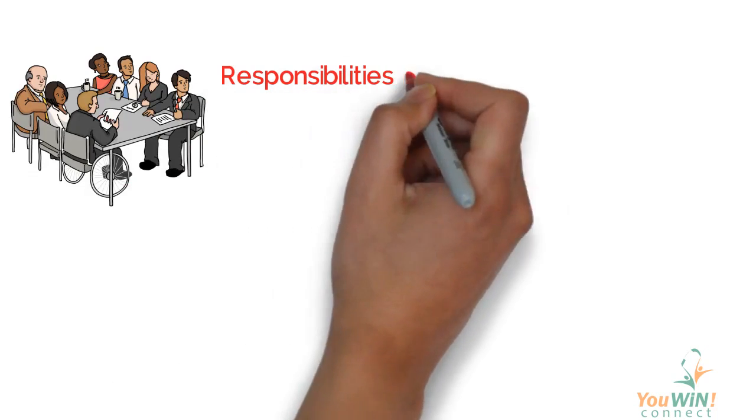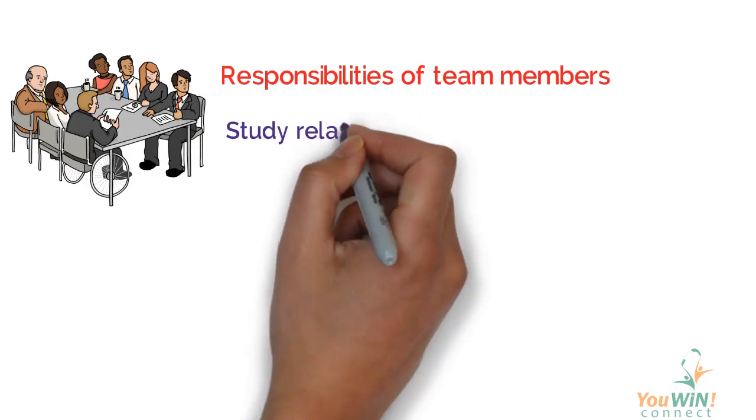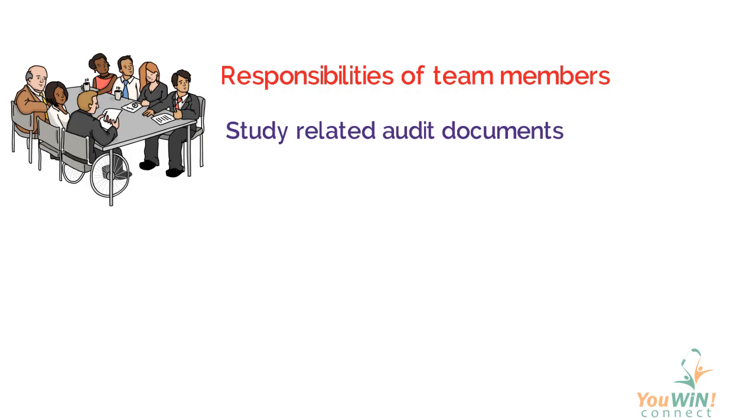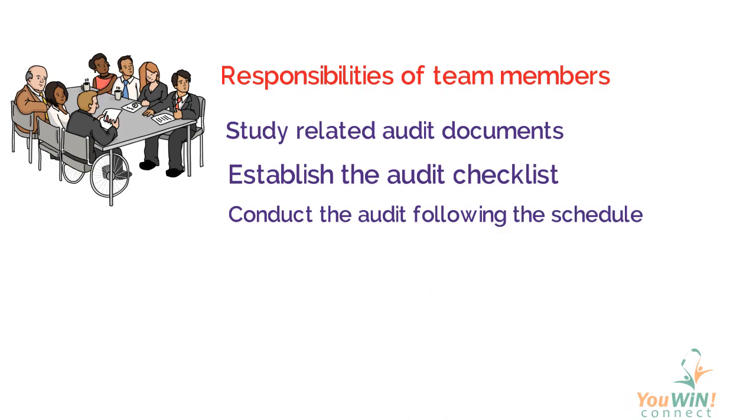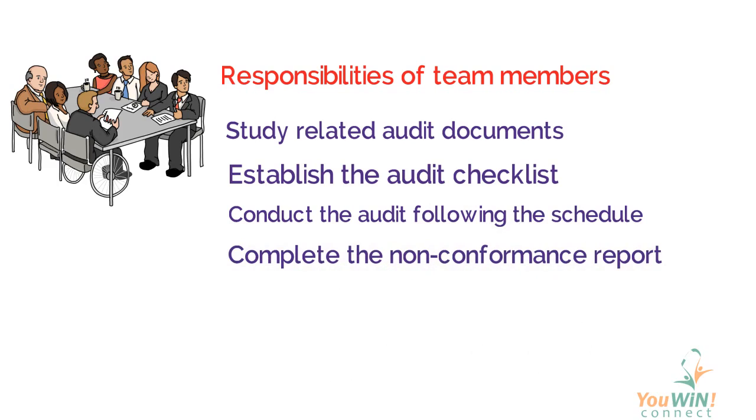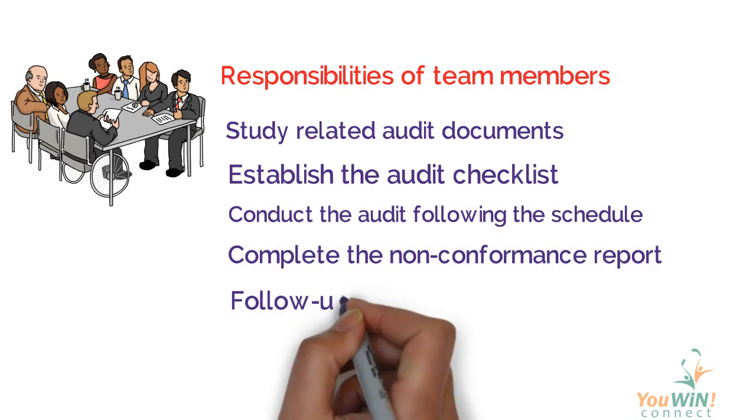So what are the responsibilities of these team members? 1, to study related audit documents. 2, to establish the audit checklist. Number 3, conduct the audit following the schedule. Number 4, complete the non-conformance report. And finally, follow-up activities.